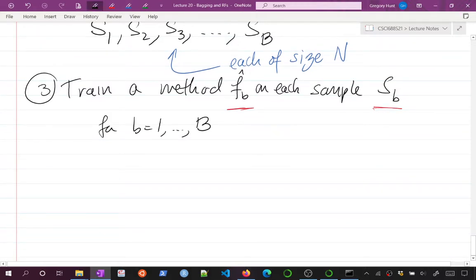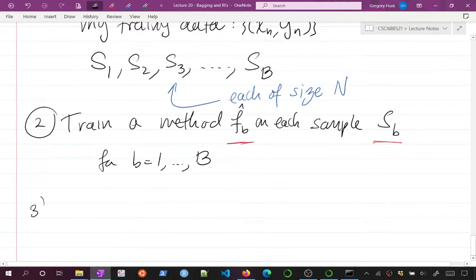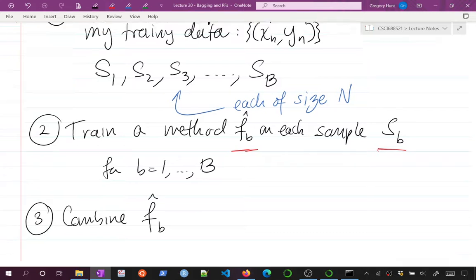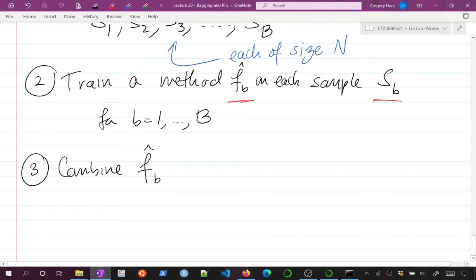I wrote 1, 3. This should surely be step 2. And step 3 is then we're going to combine the methods that we've learned on each of our subsamples. So step 1 is draw some number of subsamples, each of size n. On each of these subsamples, we'll train a method. So now instead of having one classifier, I have some capital B classifiers. And then step 3 is I'm going to combine the f hat bs.